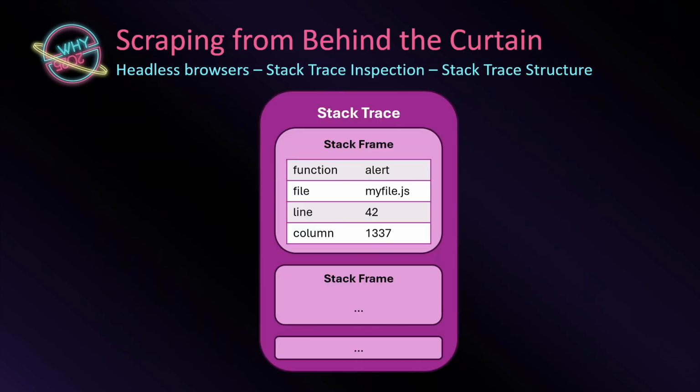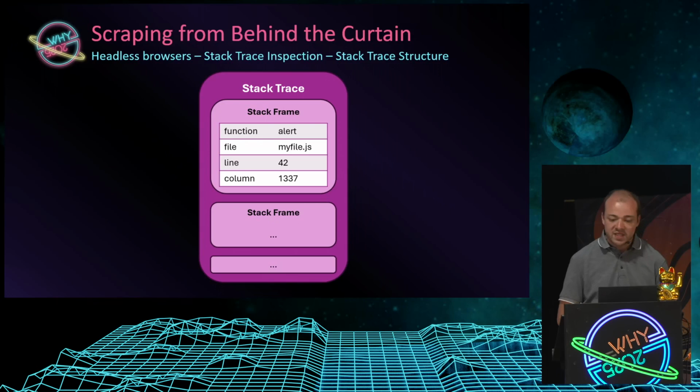So for the stack trace inspection, here is the common structure of a stack trace. A stack trace is just a representation of the call stack. It is composed of the name of the called function, the file or URL where that function is located, the line number where the call occurred, and the exact position.